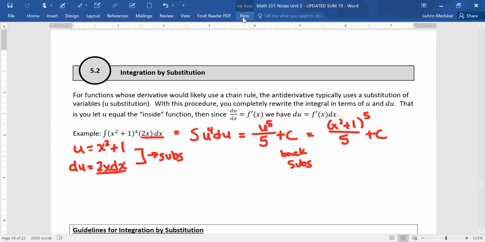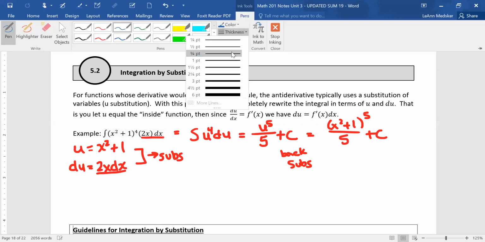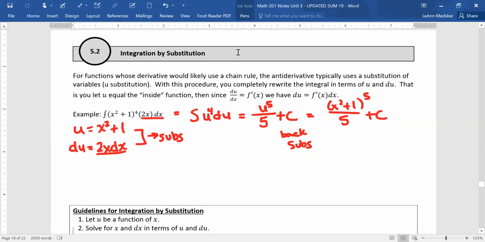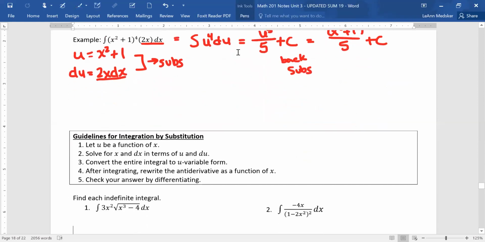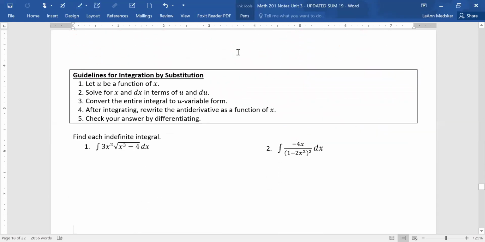So that's how this is going to work. We'll do some variety so you can see some different versions of these. So I'm going to be doing the odds in section 5.2. So our guidelines for integration by substitution, which again doesn't always work, but if it has the correct setup, it's a good way to do your integration.